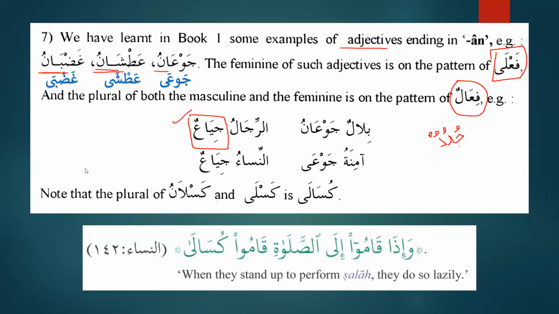However, we know that in the Arabic language there are always exceptions, because language is not mathematics. There might be some exceptions, as we can see over here. Note that the plural of kaslanu and kasla is kusala.